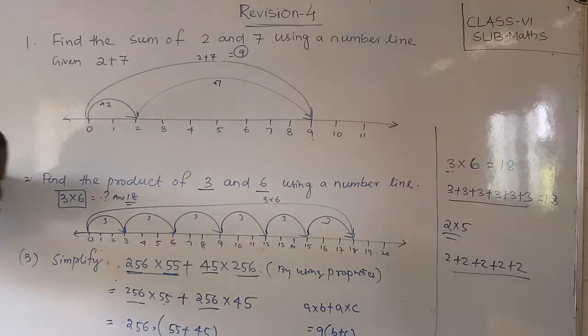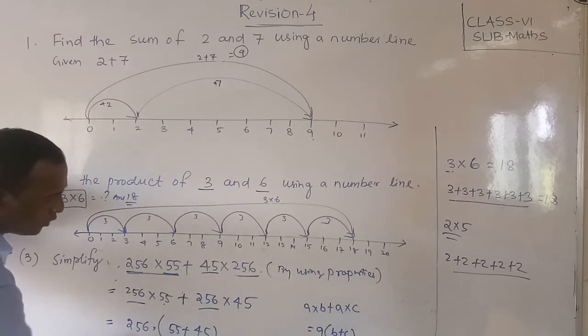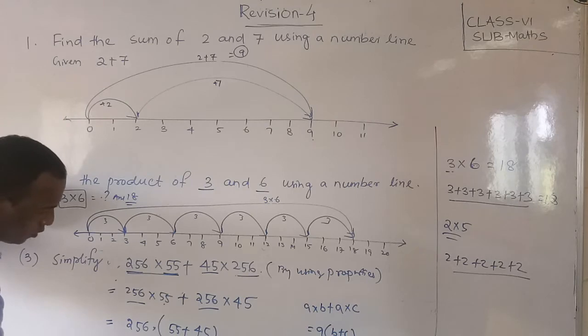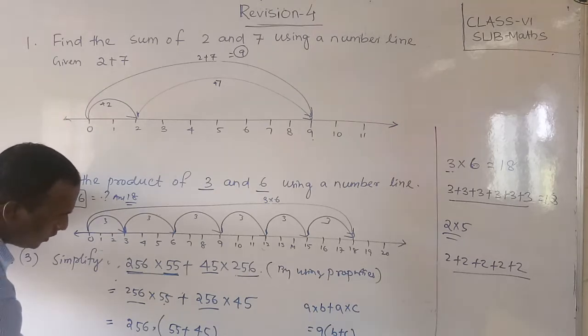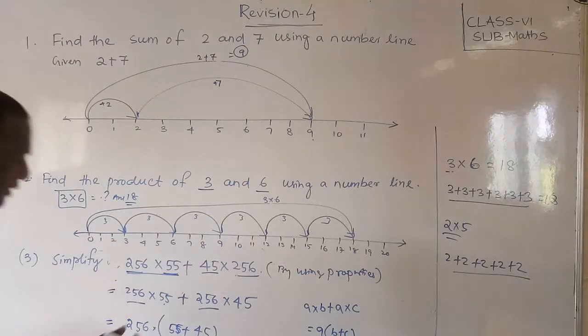Okay, so it is equal to 256 into this, you should add the two. How much will come, students? 100. So it is equal to 256 double 0. Are you clear, students? It is very important.